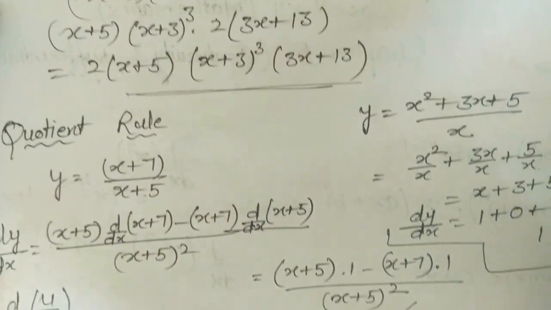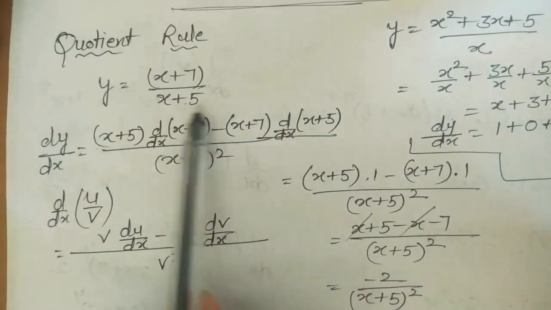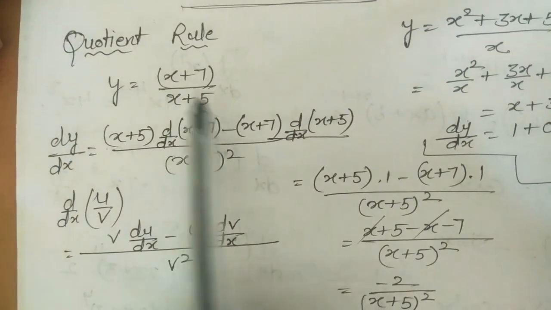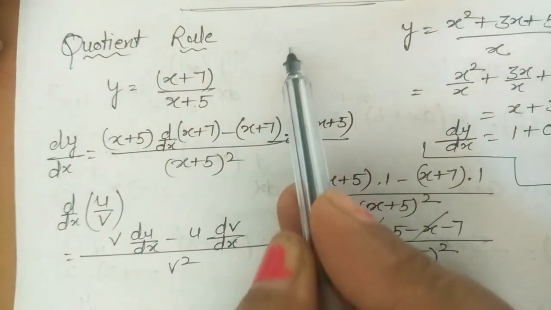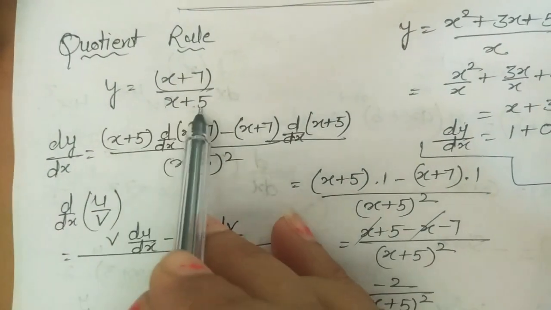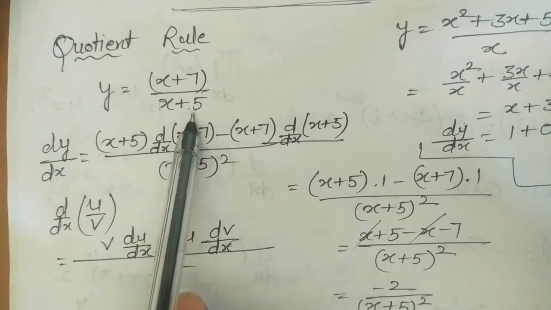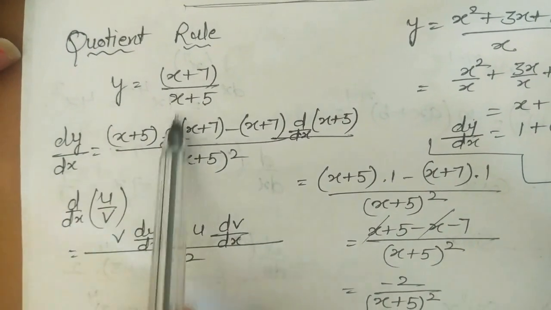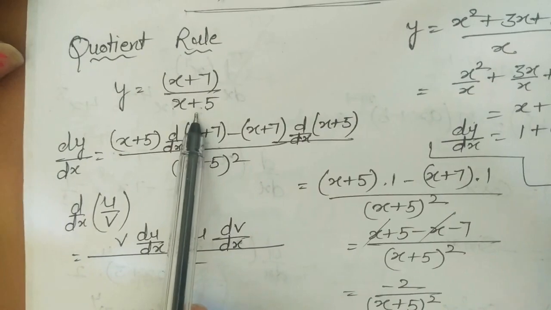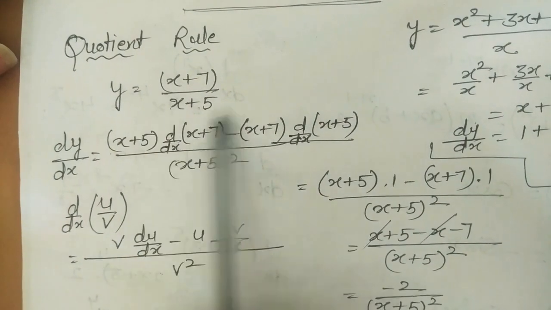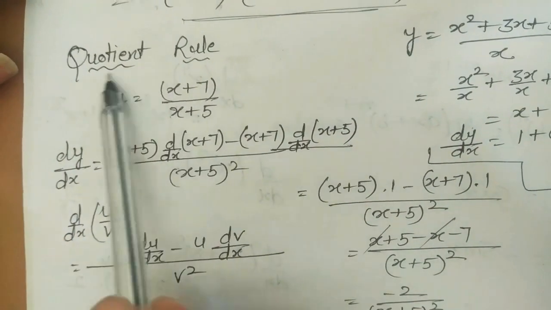Now come to one more question. (x plus 7) upon (x plus 5). We cannot take the derivative by taking the derivative of x as 1 and of 7 as 0 here; this is not any rule. So we will use the quotient rule here for taking the derivative of this.